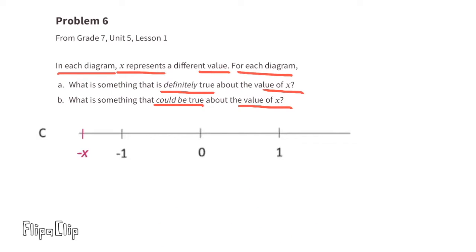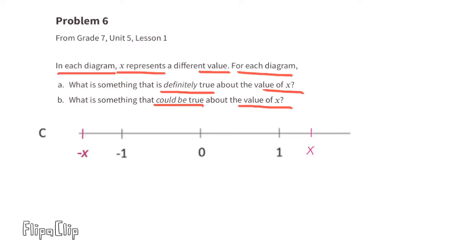Looking at diagram C, I see that they have the x labeled as a negative x, and it's located to the left of 0 on the number line. If negative x is to the left of 0 on the number line, then positive x would be to the right of 0 on the number line.